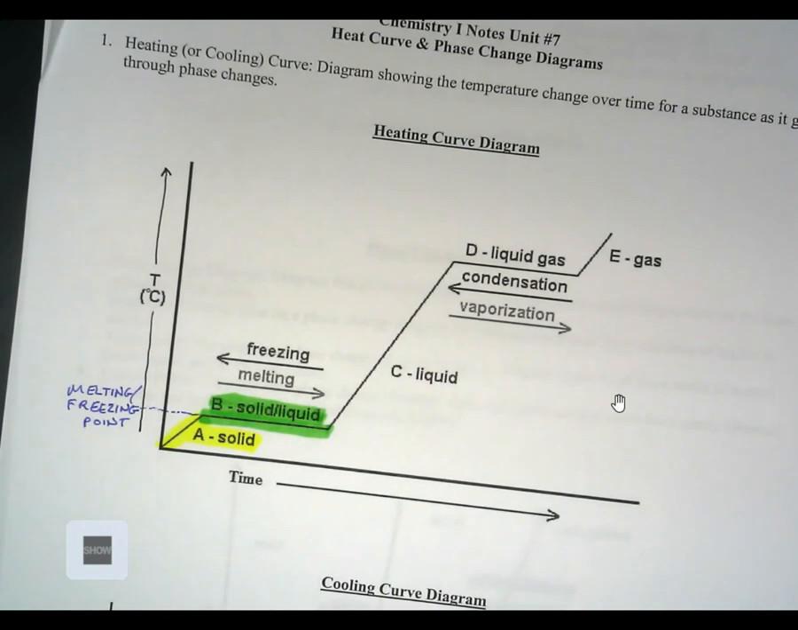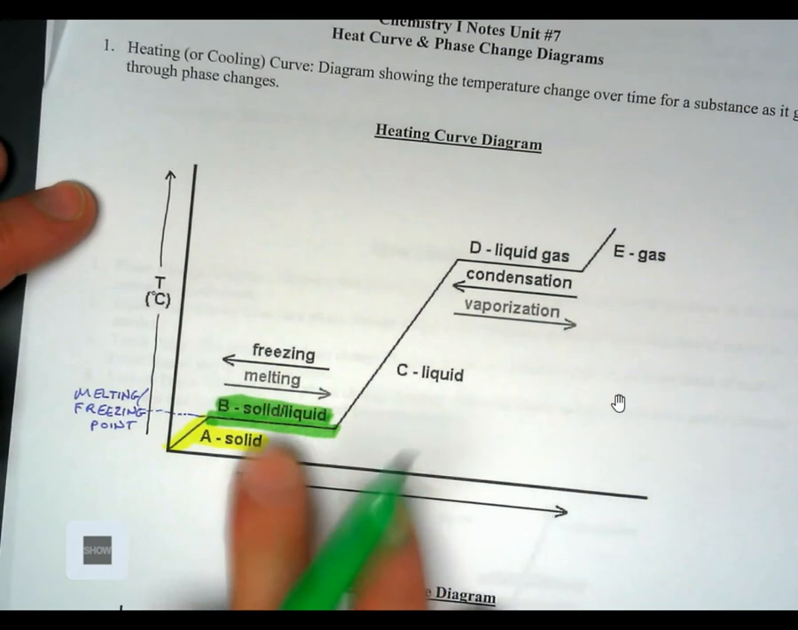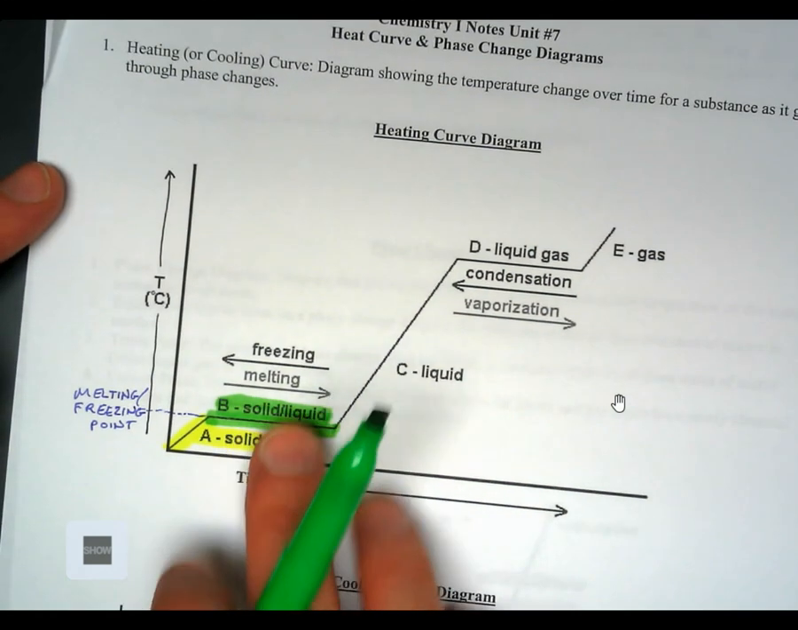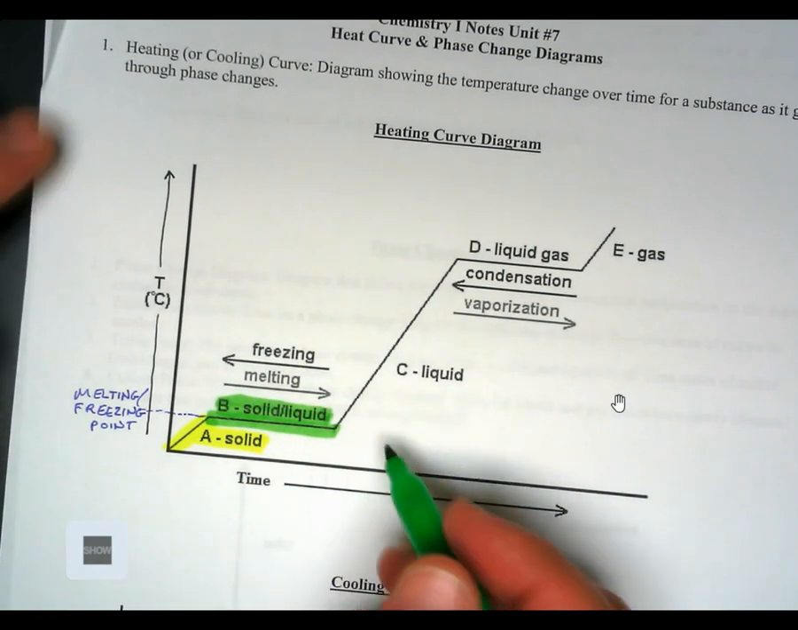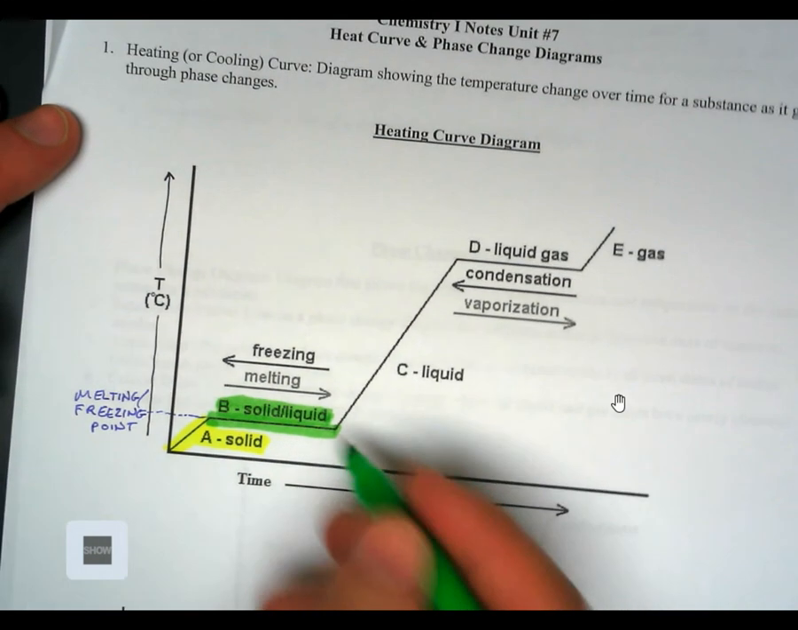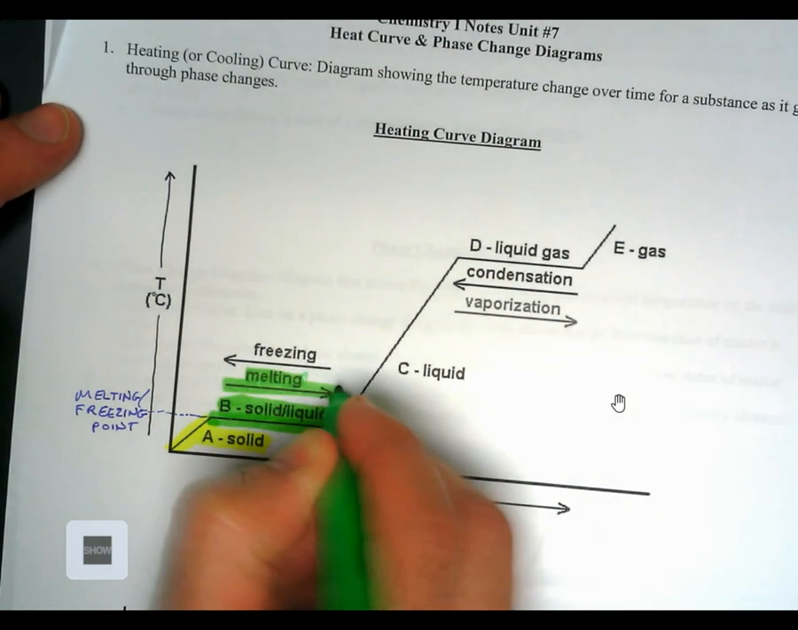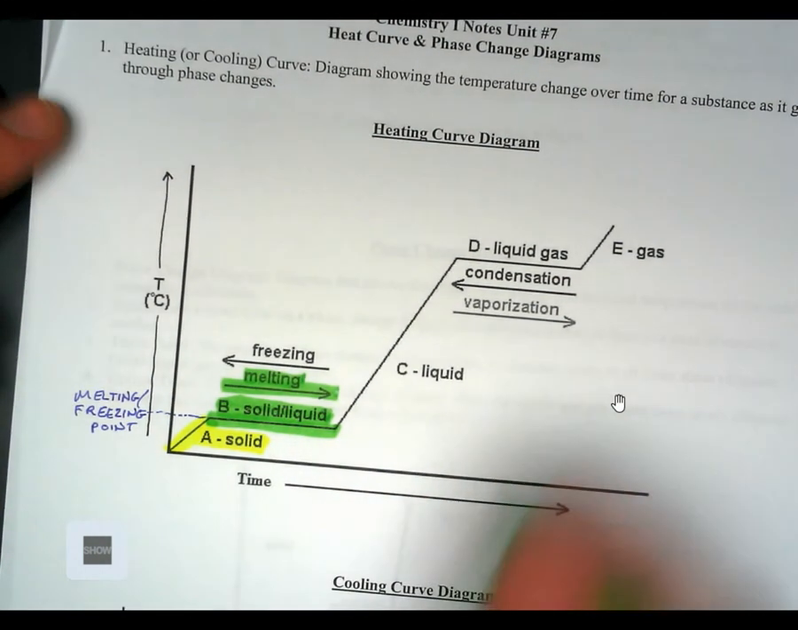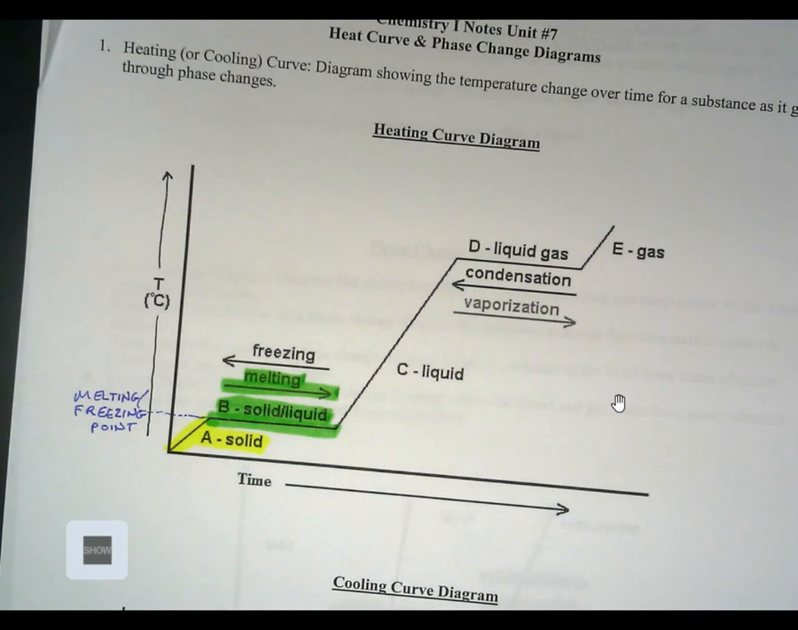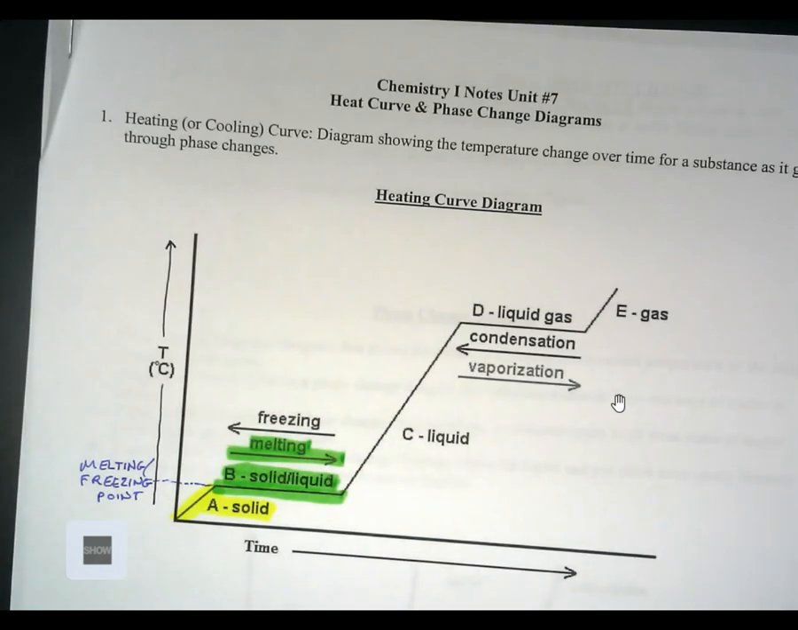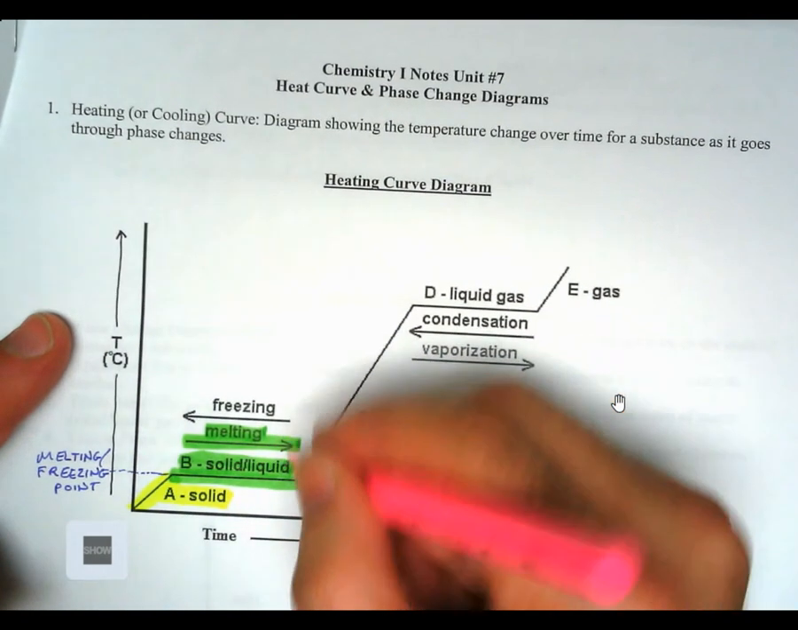So if we're going from a solid to a liquid, if we're going this way, which is that going to be, melting or freezing? Melting, good. So this one is melting. It'd be freezing if it was going downwards. Then we get here. This part of the line represents the substance as a liquid.